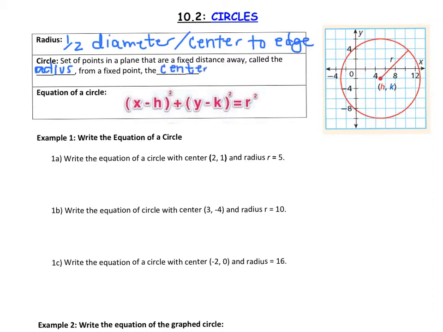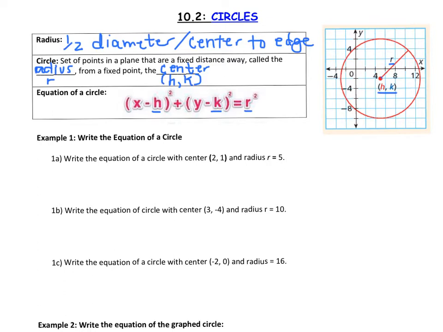We have to know about these two things because those are the two things we need in order to write the equation of a circle. The radius, we use the letter r, and the center we use for the ordered pair h and k. So you can see right there in the diagram we have h comma k and r, the radius. So the equation is right here in red, and the only things we need to worry about plugging in will be the number for h, the number for k, and the number for r.